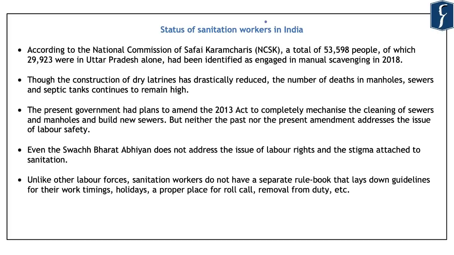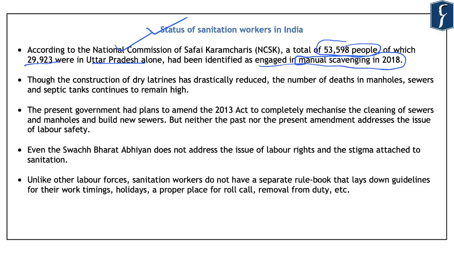So now some facts and data related to the status of sanitation workers in India. First is that according to the National Commission of Safai Karmcharis, a total of 53,598 people, and out of which almost 30,000 people are in Uttar Pradesh alone, have been identified as engaged in manual scavenging in the year 2018. So this shows that a large number of people are still engaged in the inhuman practice of manual scavenging as of 2018. And out of the total 54,000 people engaged in manual scavenging in India, around 30,000 of them are in Uttar Pradesh alone.